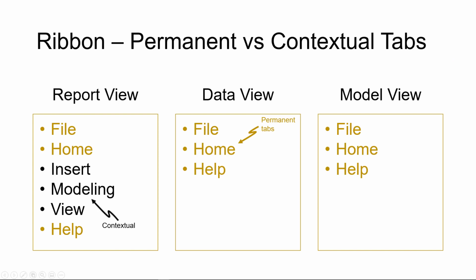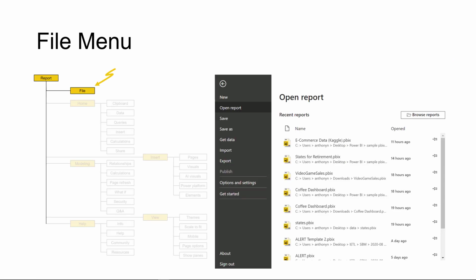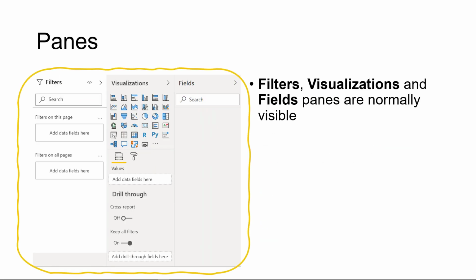Okay, so let's move on to the next feature here and talk about file. This file menu here has these sub-options. You have open report, and you have the default reports that you've opened up previously. Save as, get more data, import other reports or export your report, and there are also other features in terms of options and settings to allow you to customize your Power BI Desktop further.